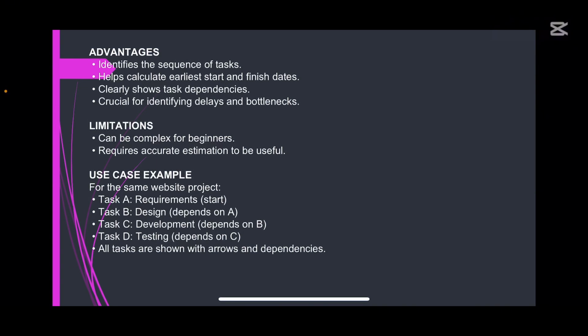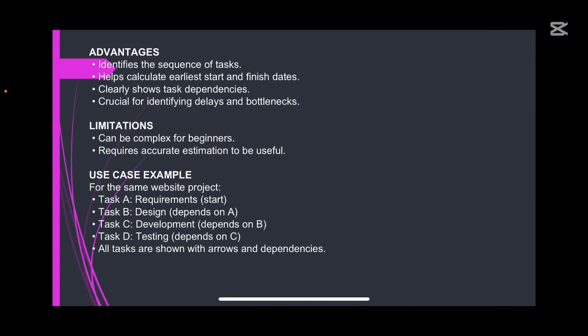Now, back to the use case example. We are using the same website project we started. Task A, requirements, the same requirement finding. You start. Now, no time is given in the network diagram.